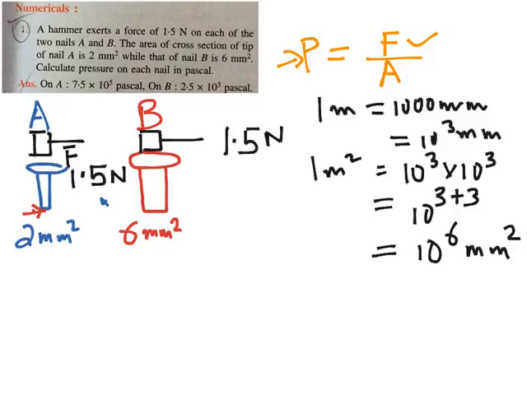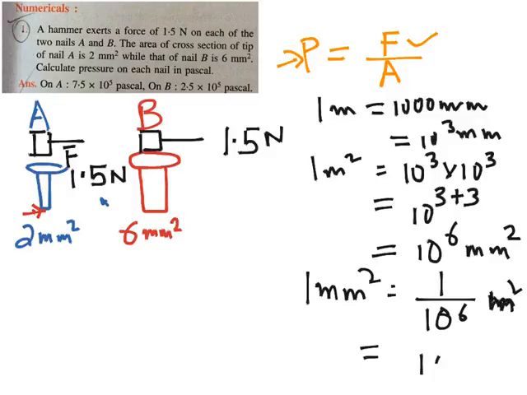Why are we converting millimeter square to meter square? Because for the numerical formula, if the pressure has to come in Pascal, the force has to be in Newton and the area has to be in meter square. So 1 millimeter square is equal to nothing but 1 by 10 to the power 6 meter square, which if you use indices, we'll write as 10 to the power minus 6 meter square.